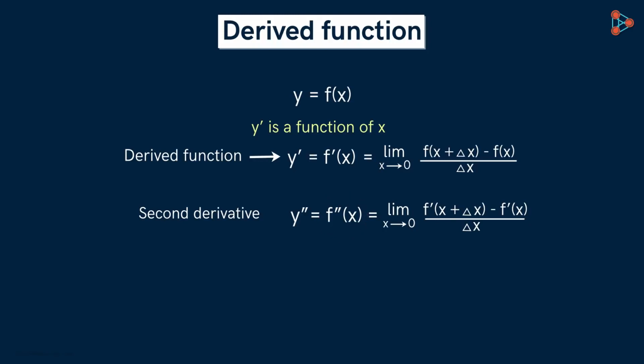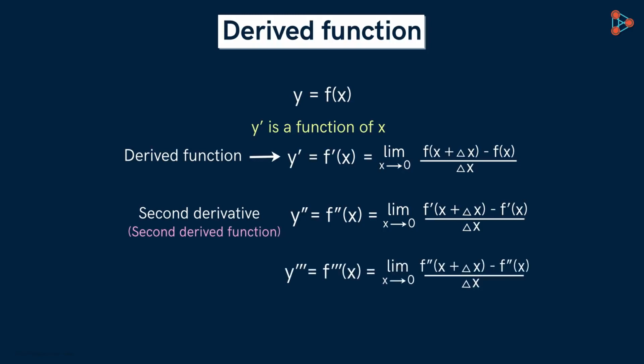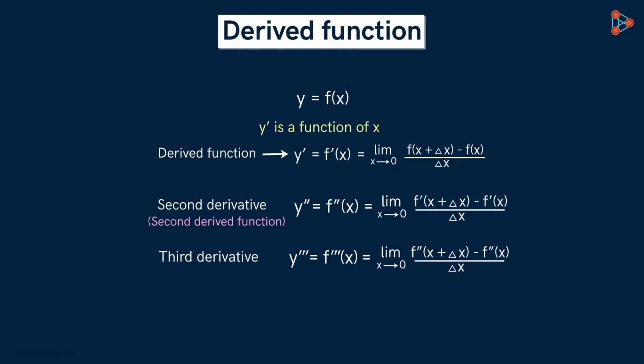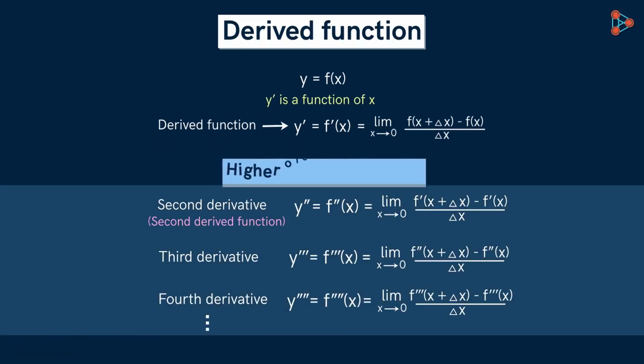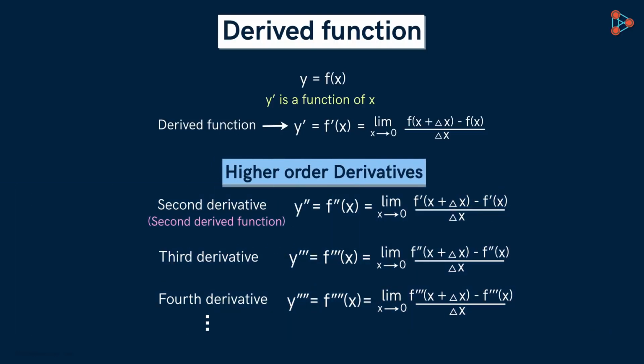Now, as seen earlier, the differentiation of f prime of x gives us a new function called the second derived function. So we can further differentiate it. This gives us the third derivative of f of x. Similarly, we can find the fourth derivative and so on. These are all called the higher order derivatives of f of x. But what do these higher order derivatives tell us?